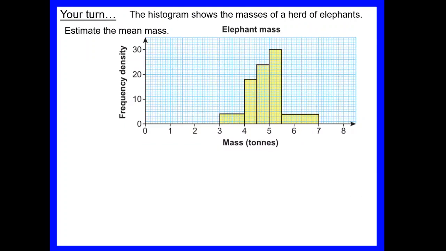Okay, so your turn then. You've been given a histogram to show the masses of a herd of elephants. You need to estimate the mean mass. I would suggest using a table again to help you.